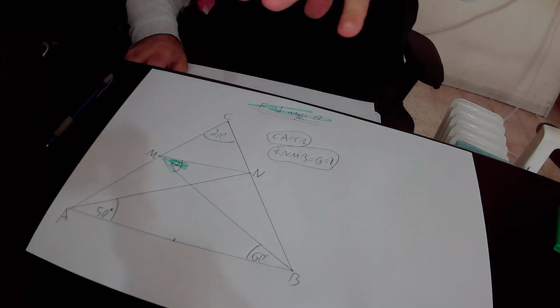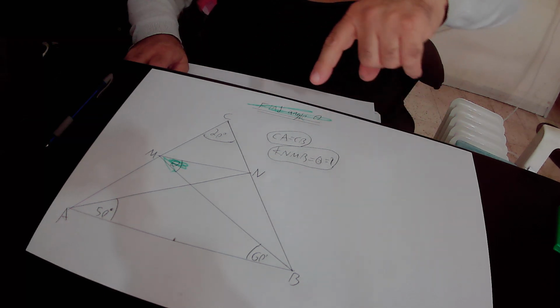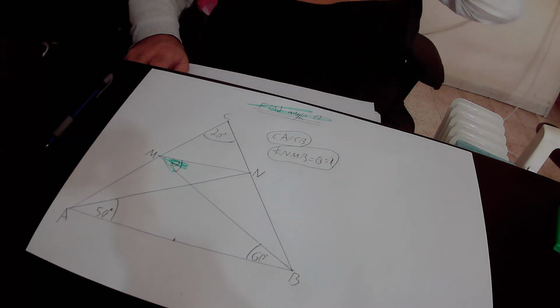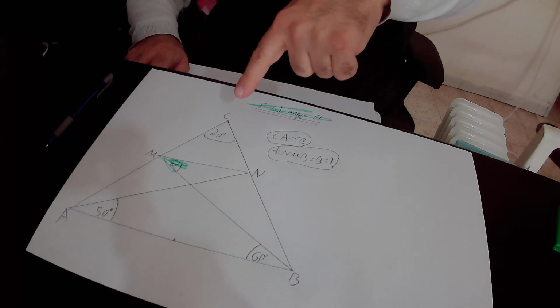Hello, in this lecture we'll find out the value of angle theta. In the drawing we have triangle ABC. Triangle ABC is an isosceles triangle because side CA equals side CB. In addition, you know that this angle ACB equals 20 degrees in its size.